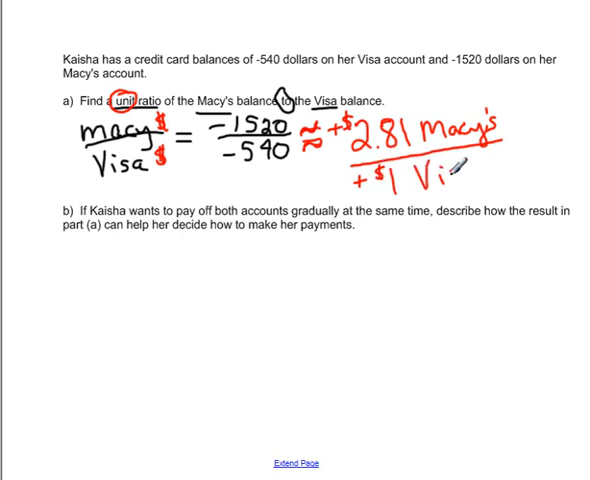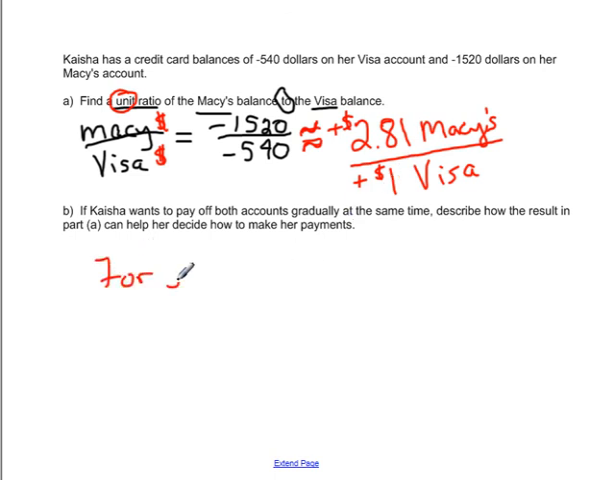Now we might be trying to figure out what the heck does that mean, but the second part is going to give us a clue. If Keisha wants to pay off both accounts gradually at the same time, describe how the results in part A can help her decide how to make payments. So this is going to help us to figure out how, if she wants to be paying them off both at the same time, kind of over a period of time, and do it kind of equally. This tells us for every $2.81 paid to Macy's, she should be paying about $1 to the Visa account, and that would let them kind of come down simultaneously, and be able to pay off both of them at the same time.